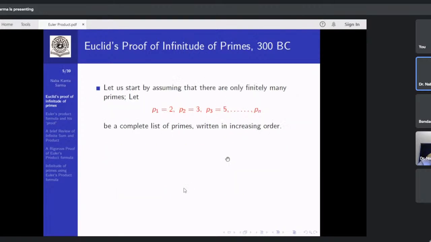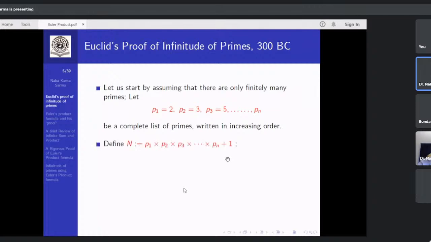Okay. So let us go to the proof of the infinitude of primes given by Euclid. This is a very ancient proof. He did it around 300 BC, but this is one of the shortest and most elegant proofs you will see in any branch of mathematics. What he did was assume that there are only finitely many primes, say 2, 3, 5 up to Pn. We also assume that we have arranged the primes in ascending order.